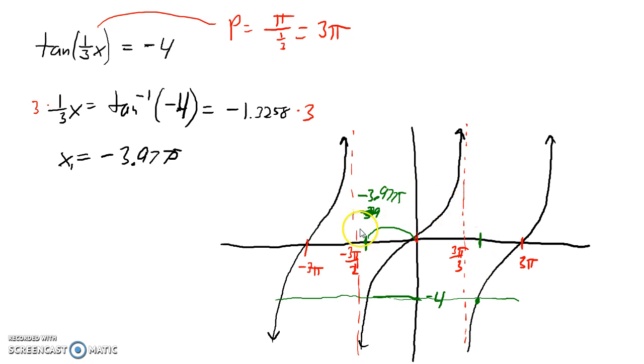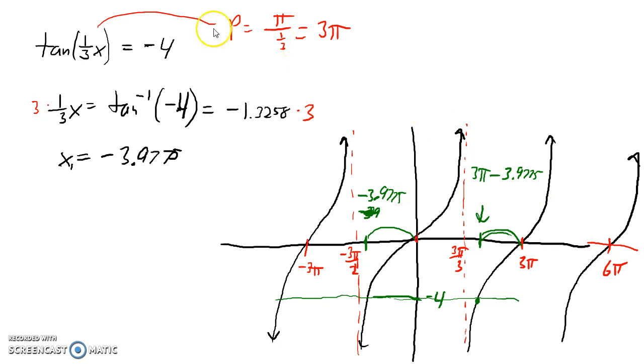And how does my symmetry work? Well, it looks like this distance here would be the same as this distance here, and so this solution would be 3 pi minus 3.9775, and we could continue the same thing for another, right? This could extend over. Our next x-intercept here would be at 6 pi. Our next solution for this equation would be here, and this would be my symmetry, and so this would be 6 pi minus 3.9775.